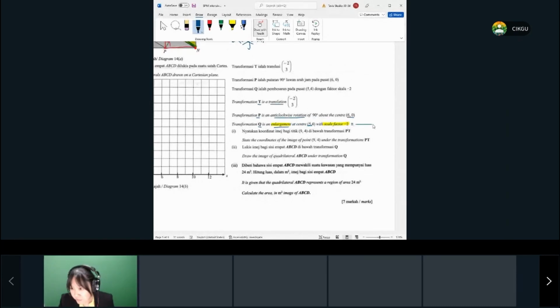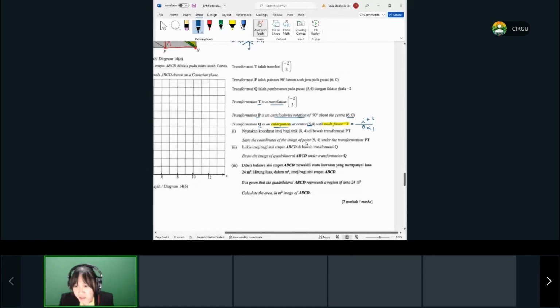That means it still follows the formula, which is the length of image divided by length of object. That means if it's 2, the length of image has to be 2, then length of object is 1. So it means the image is 2 times as big as the object, so it becomes bigger. But you see, there is a negative. So let's see how to do this question, one by one.